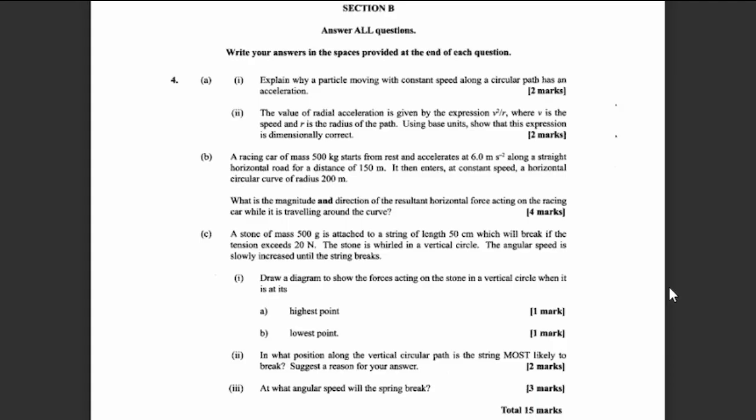Now we move on to part B. A racing car of mass 500 kilograms starts from rest and accelerates at 6.0 meters per second squared along a straight horizontal road for a distance of 150 meters. It then enters at constant speed a horizontal circular curve of radius 200 meters. What is the magnitude and direction of the resultant horizontal force acting on the racing car while it is traveling around the curve?